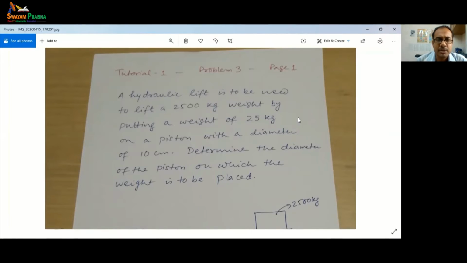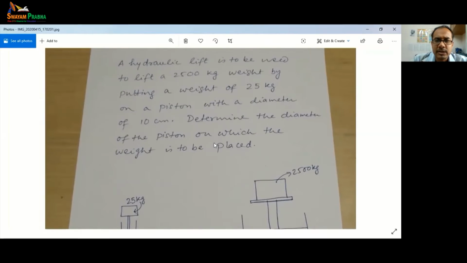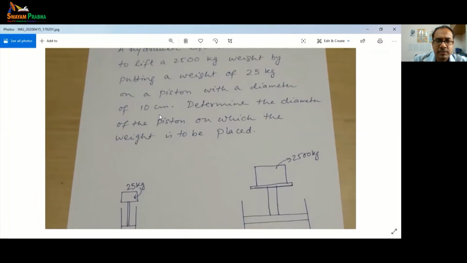So the problem statement is, a hydraulic lift is to be used to lift a 2500 kg weight. Let's say that is a car or whatever. So that's 2500 kg weight by putting a weight of 25 kg only. That means 1/100th of the weight we are putting to lift a weight on a piston with a diameter of 10 centimeters.